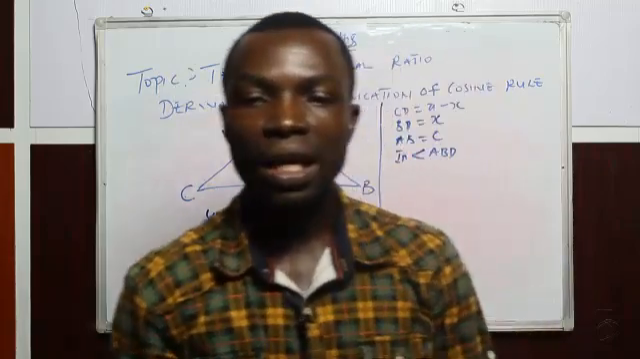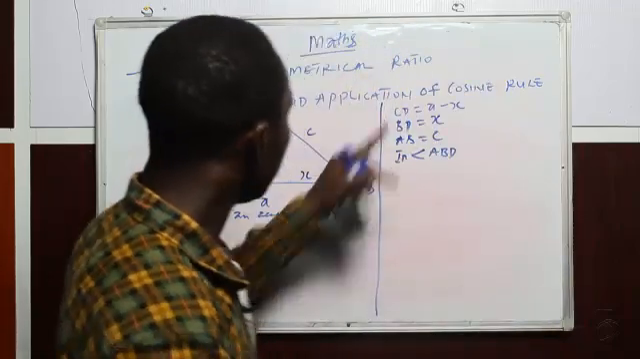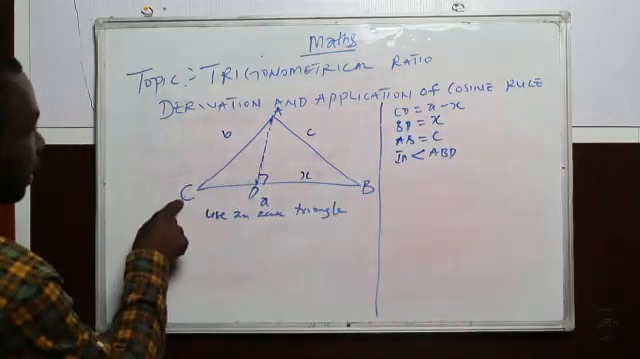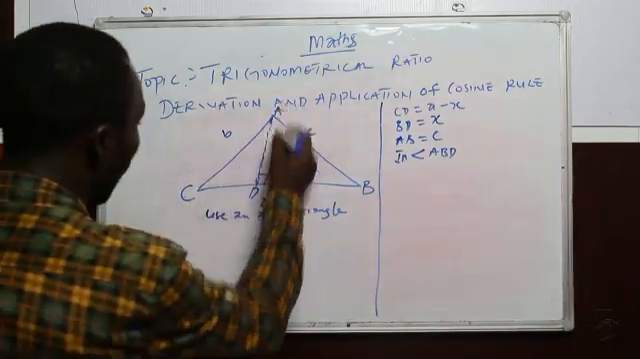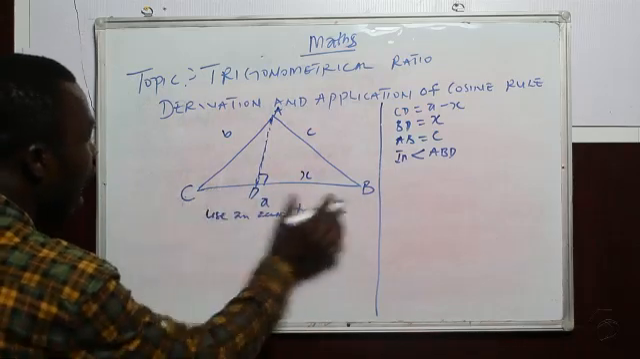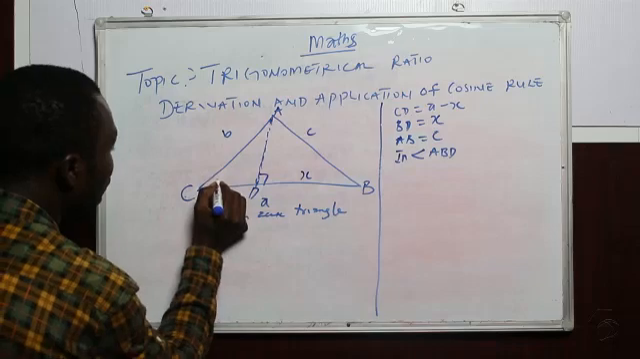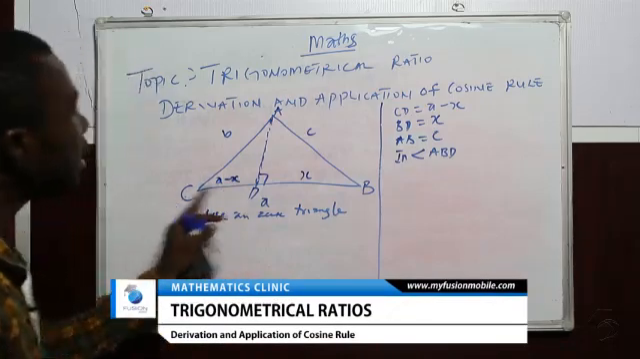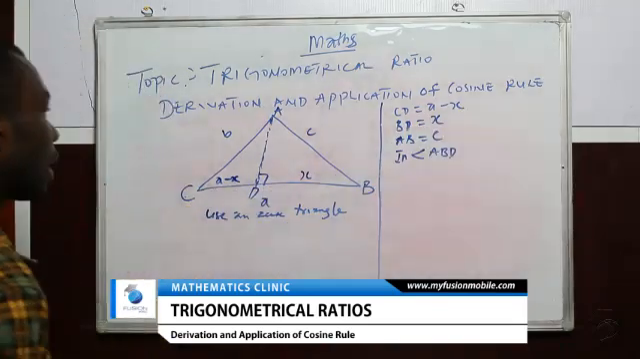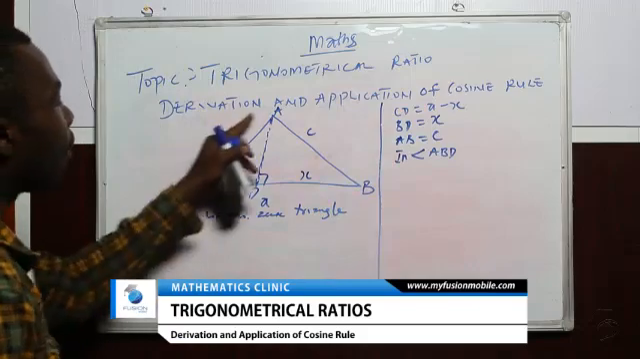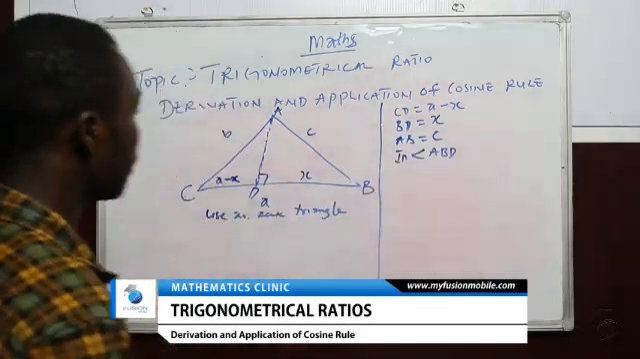Now, let's consider CD. Look here, our CD is here. Because our BC is a, then our CD is going to be a minus x. Our BD is x. Our AB is small letter c.